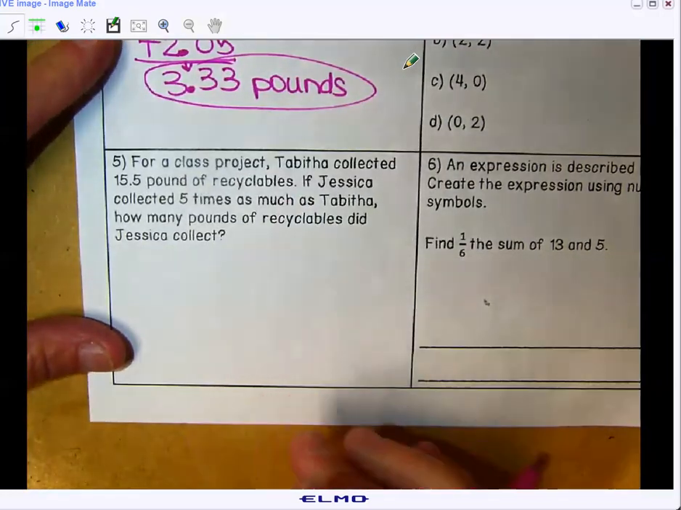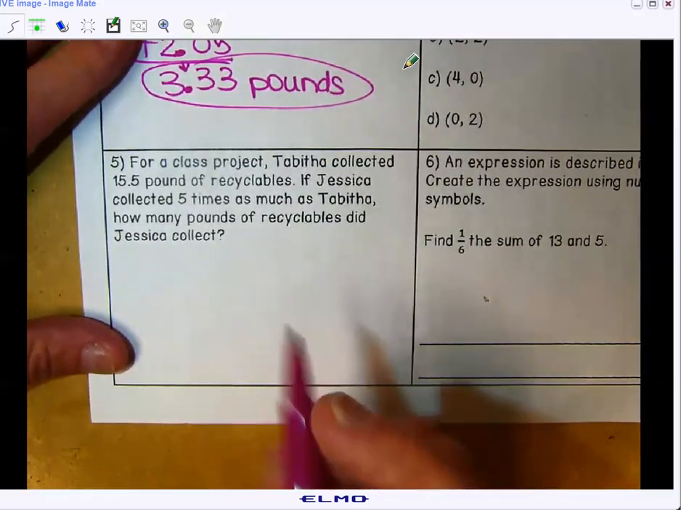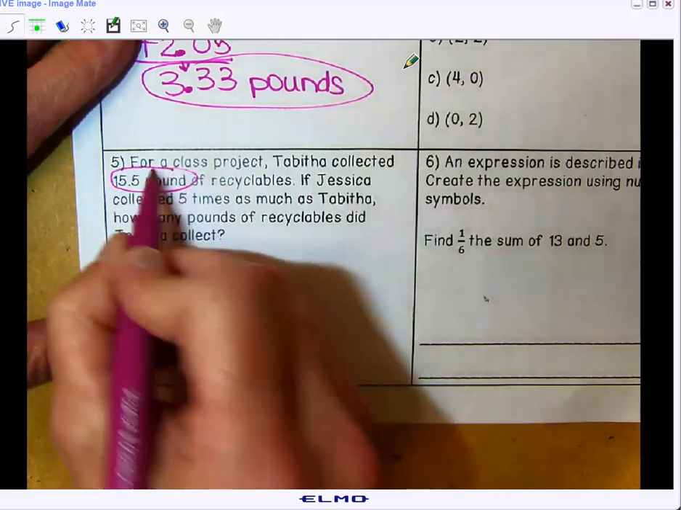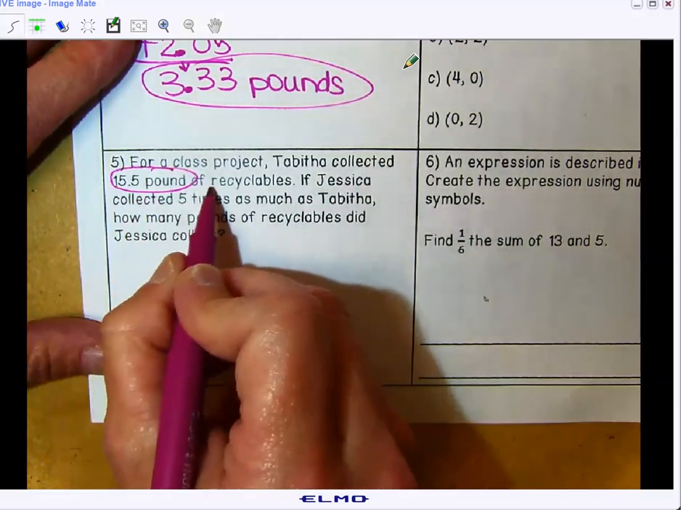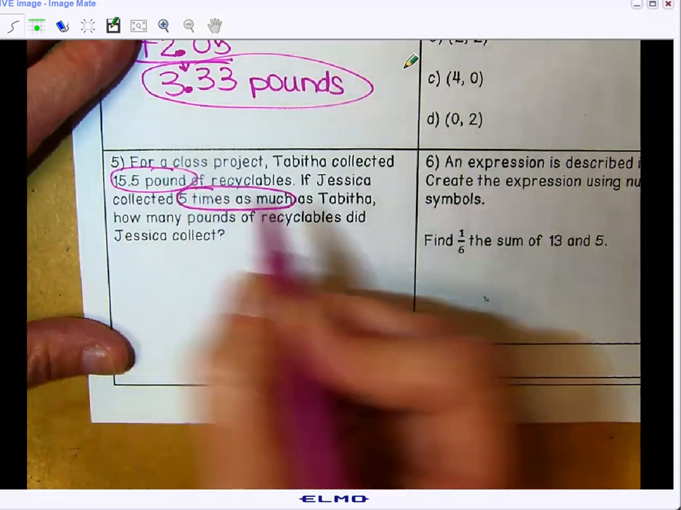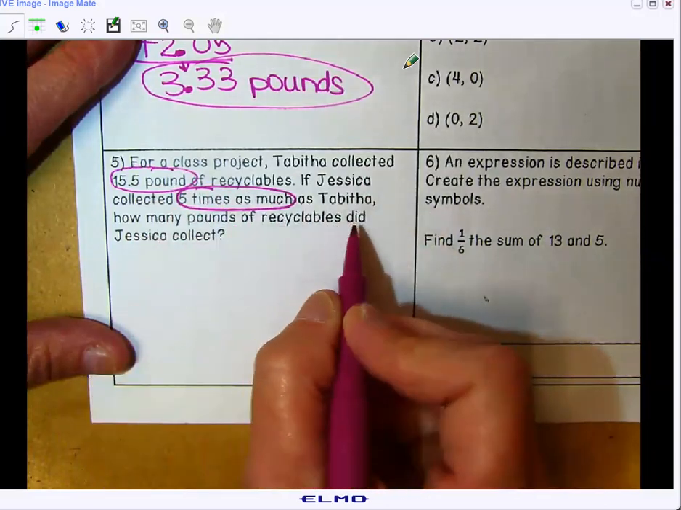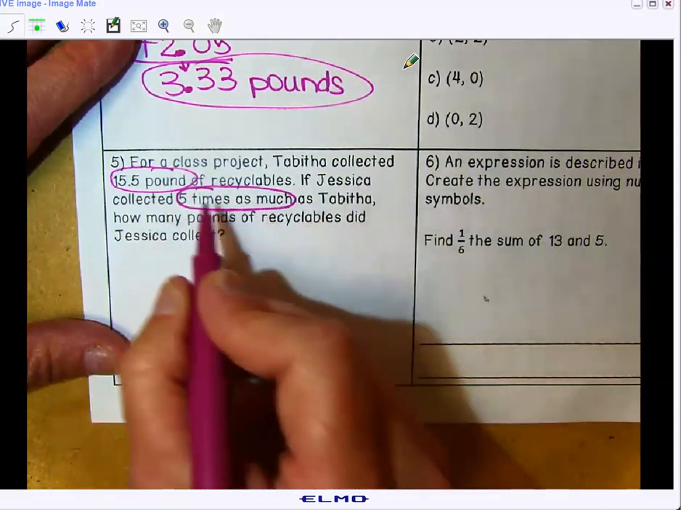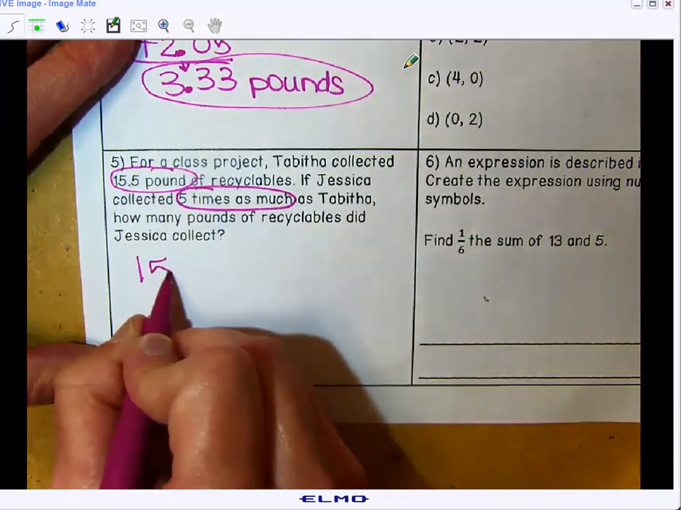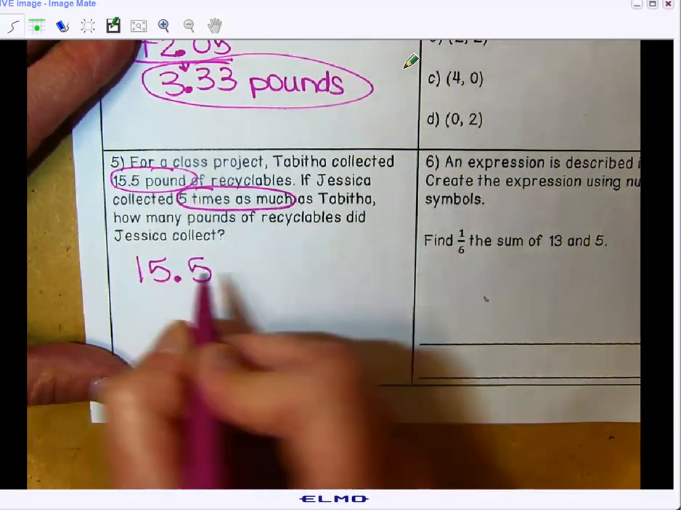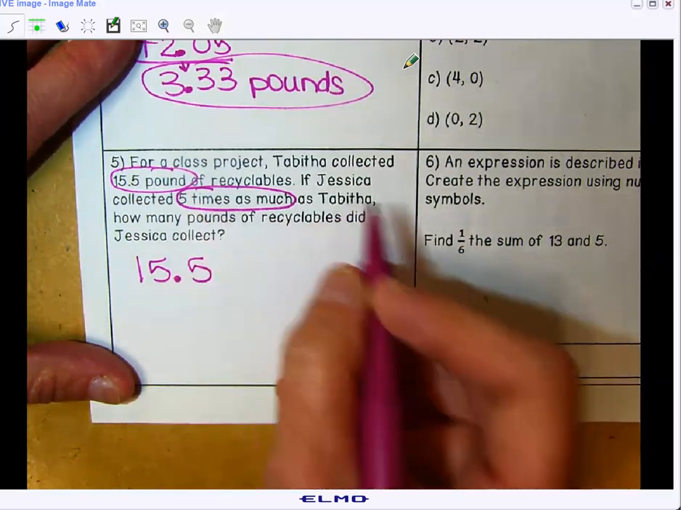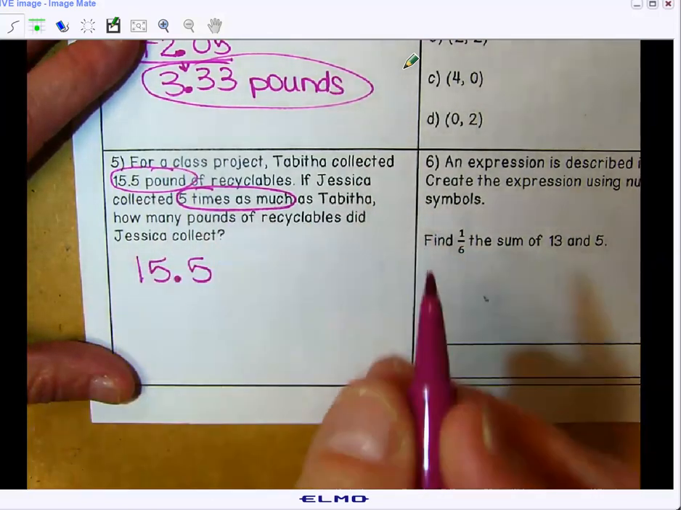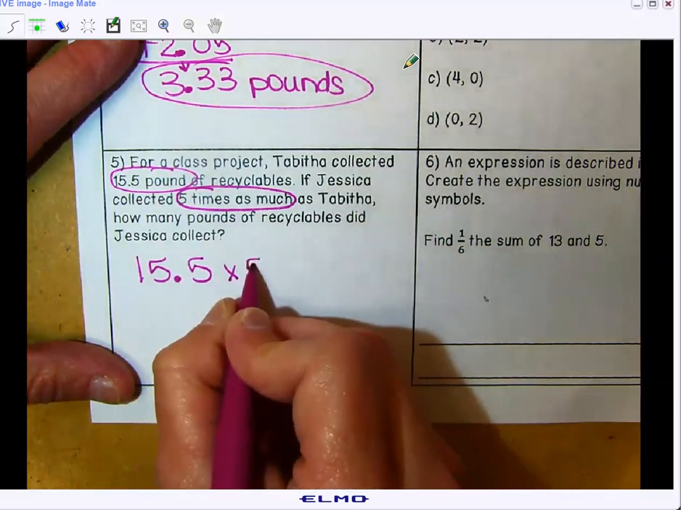For a class project, Tabitha collected 15.5 pounds of recyclables. If Jessica collected 5 times as much as Tabitha, how many pounds of recyclables did Jessica collect? So we know that we have some, which is 15.5 pounds, but we know that Jessica has 5 times as much, so we would multiply times 5.